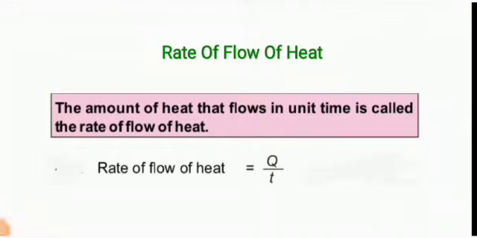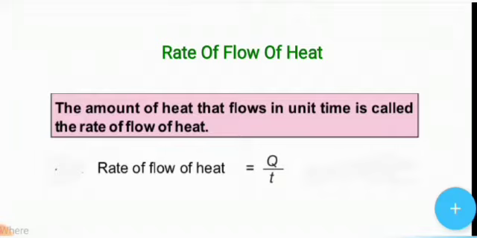Now students, the next topic that we are going to discuss in today's lecture is rate of flow of heat. Students, the amount of heat that flows in unit time is called the rate of flow of heat, and the formula used to calculate it is rate of flow of heat equals Q divided by t. Here Q is the amount of heat and t is the time for which that heat is flowing from one point to another point.